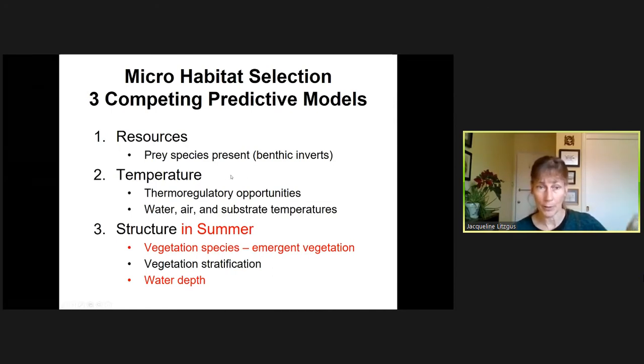I could get into all kinds of discussions and hypotheses about why that might be. One being that turtles are bet hedgers, and bet hedgers do not exist at carrying capacity. And so there's not going to be competition for those resources. So there's all kinds of ways you can speculate why that might be happening.